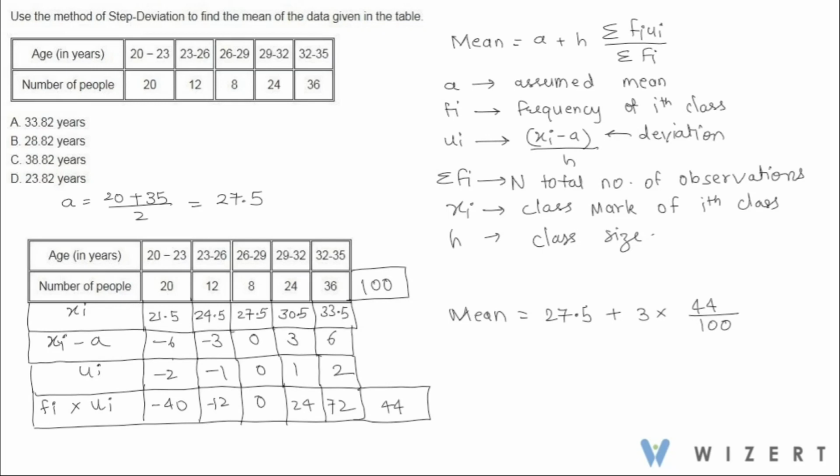So we have 27.5 plus 3 into 0.44, which is equal to 27.5 plus 1.32. So that is equal to 28.82. Since the data samples are about years, the mean is 28.82 years. Let's see, answer is option B.